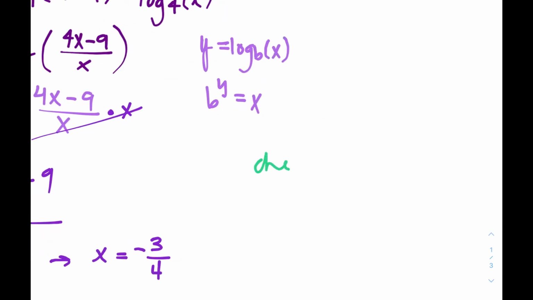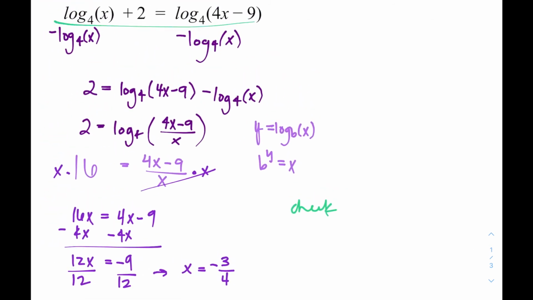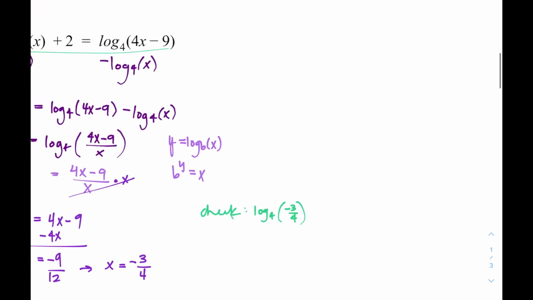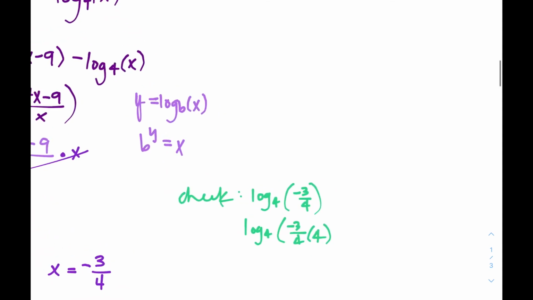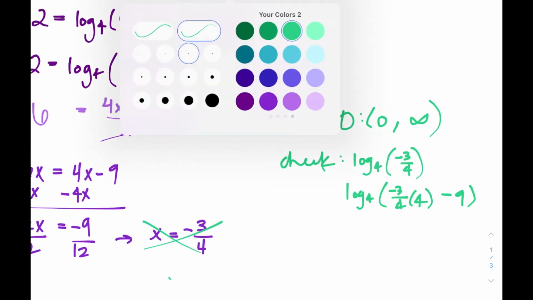So let's go ahead and check, right? Remember, you always check in the original, unmanipulated equation. So we'll have log base 4 of negative 3/4 and log base 4 of negative 3/4 times 4 minus 9. Okay, and here's the problem. Neither of those work, right? Remember, the domain of a log is 0 to infinity. Neither of those inputs fall between it. So there's actually no solution to this problem.